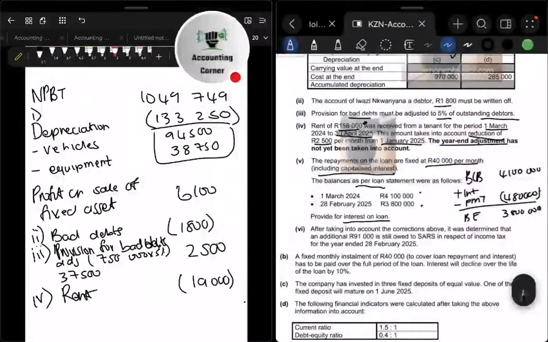So what does that mean? For calculating our interest on the loan, we'll start with our balance at the end of the year, which is the 3,800,000. Then we add back the payment of 480,000. Then we subtract our balance at the beginning of 4,100,000. And that will give you our interest on loan, which is 180,000. So number 5, interest on loan. That's an expense. So 180,000. Okay.